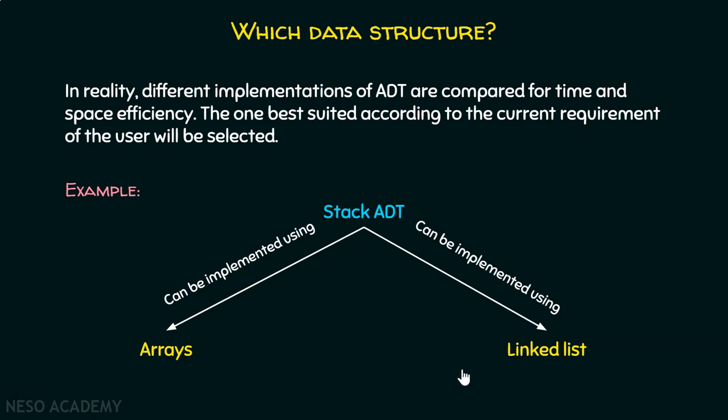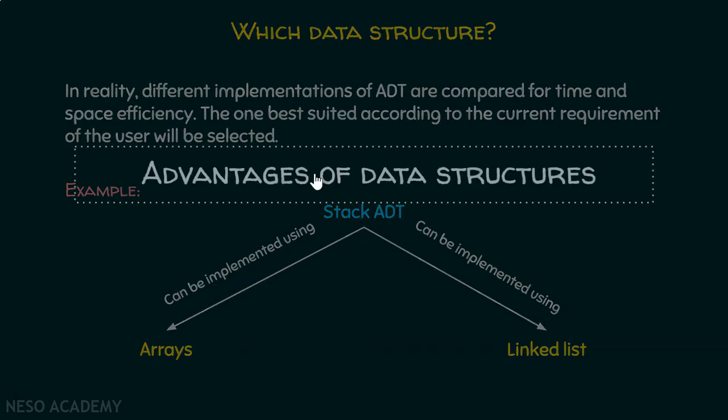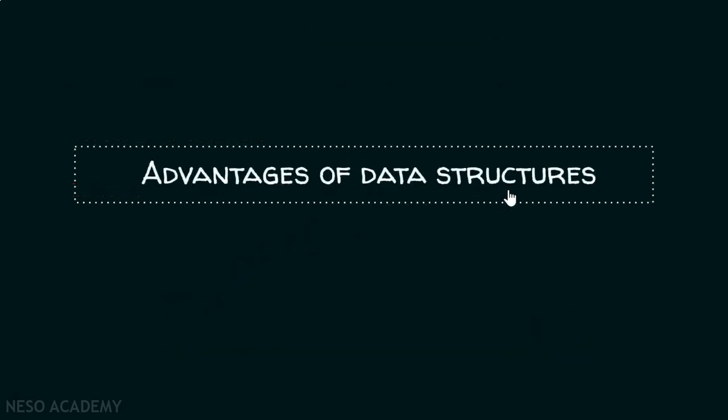Maybe the user wants to save space, then we can use a particular data structure which can save space. Maybe a user wants to run the program faster, then we will use the data structure which will run faster. So the one best suited according to the current requirement of the user will get selected. Okay, so it is depending upon the user. Now let's discuss some of the advantages of data structures.